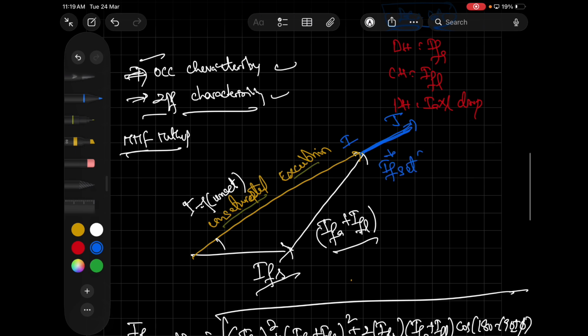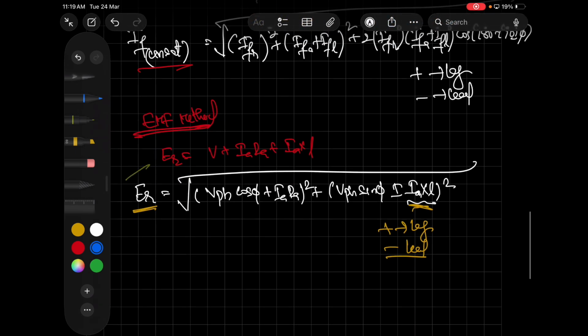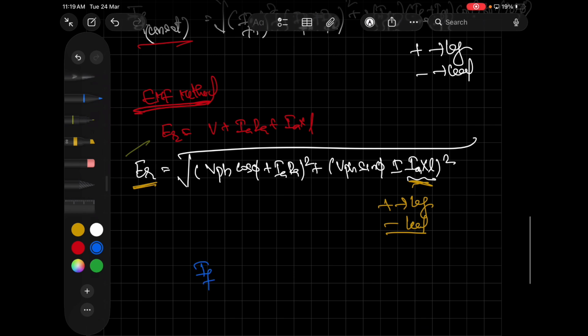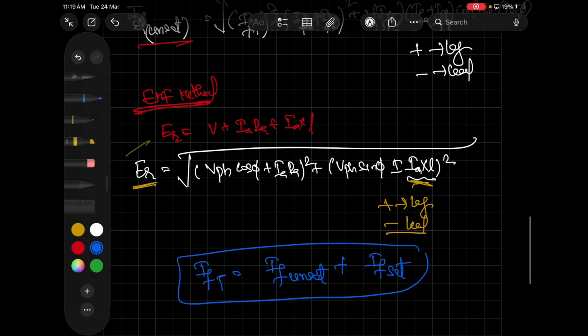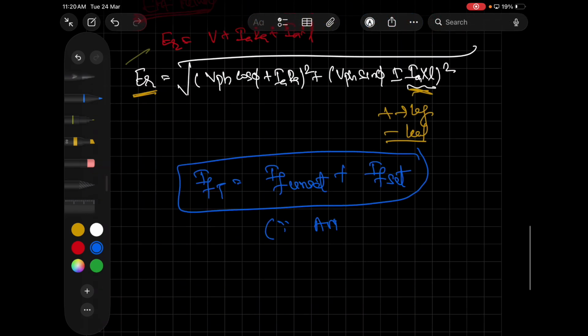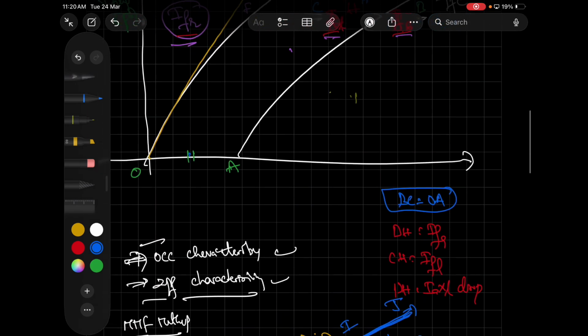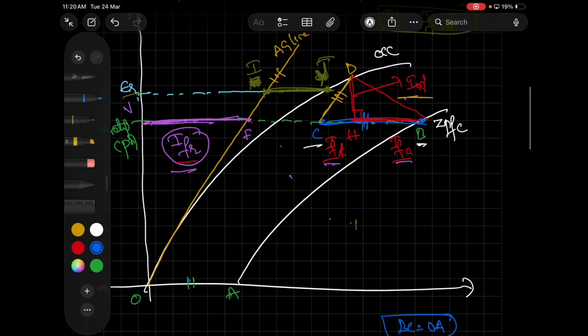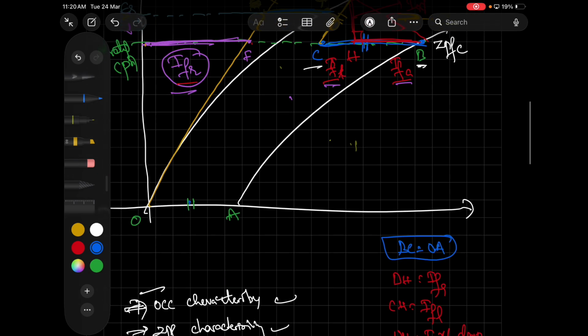This is IF saturated. So what is the final current that I am getting here? IF total equals IF unsaturated plus IF saturated. This is what we need to remember here. This is an arithmetic sum, so directly I can add here the length of this MD length. This length can be considered as IF saturated.